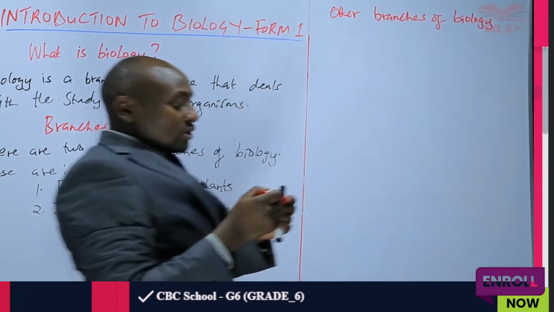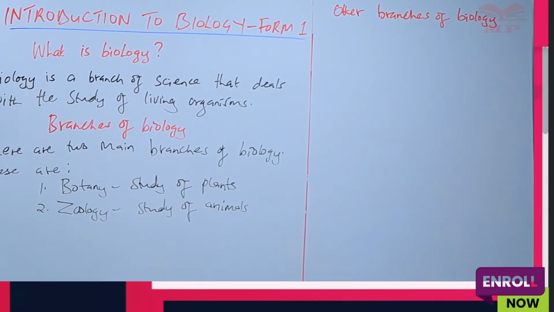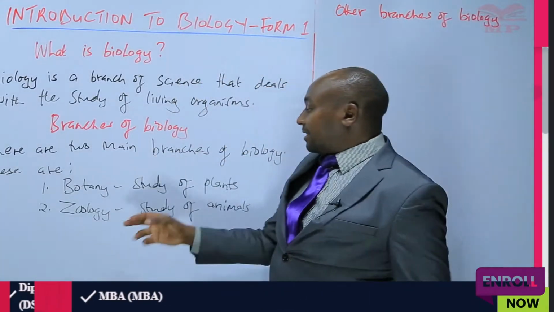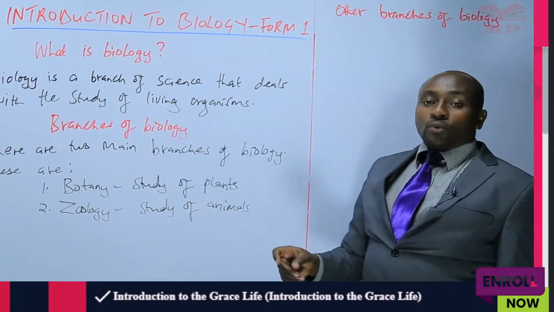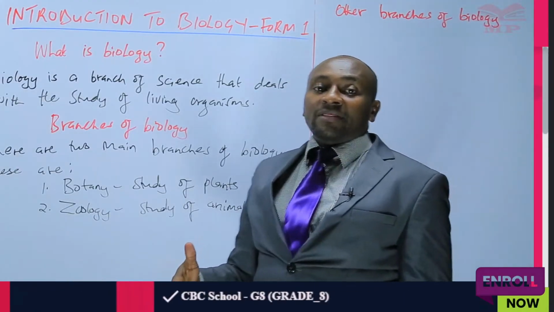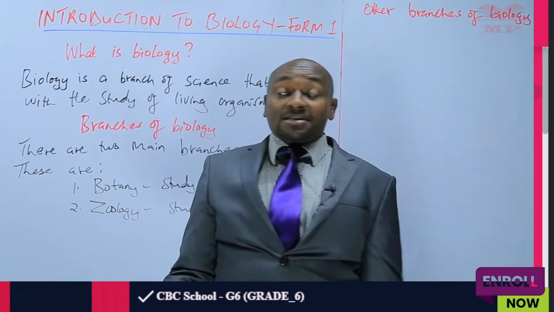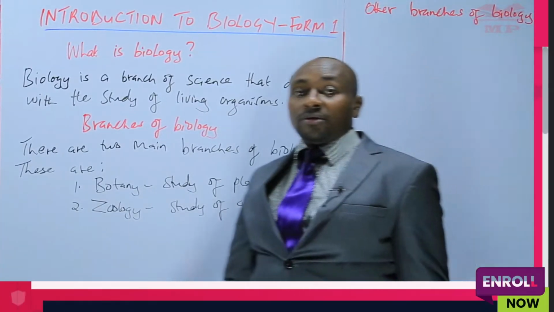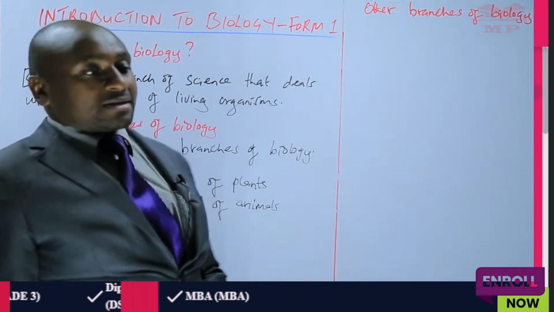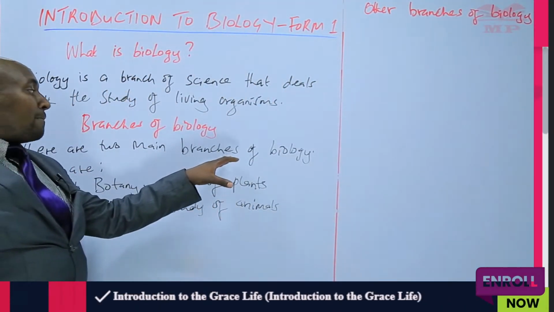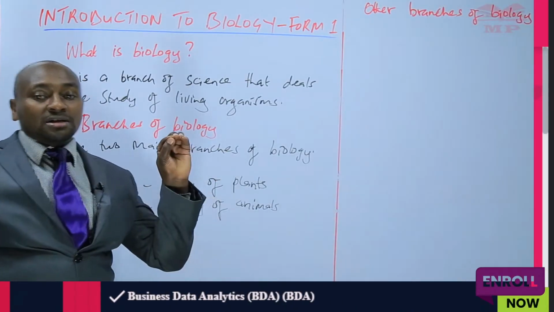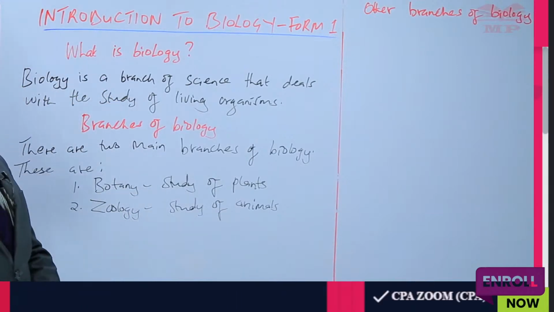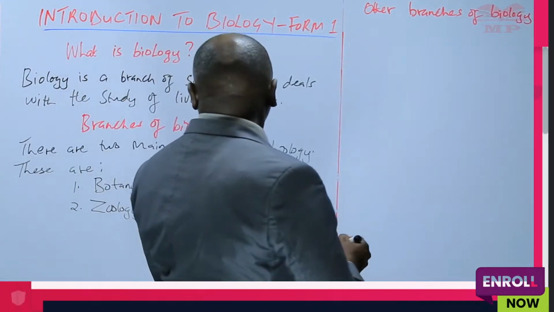The other smaller branches of biology, there are very, very many. For example, we can have the study of insects under zoology. We can have the study of birds, still under the animals. We can have the study of fish. We can have the study of so many things, all of them covered by the main branch of science, which is biology. Now, we'll just mention a few.